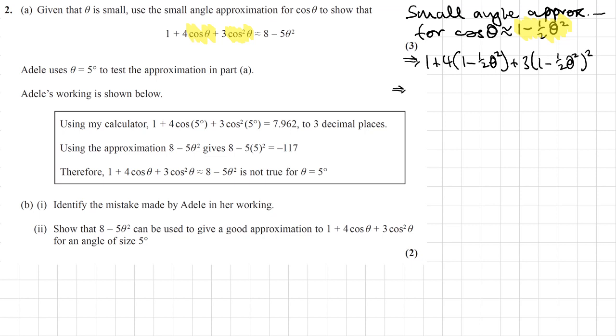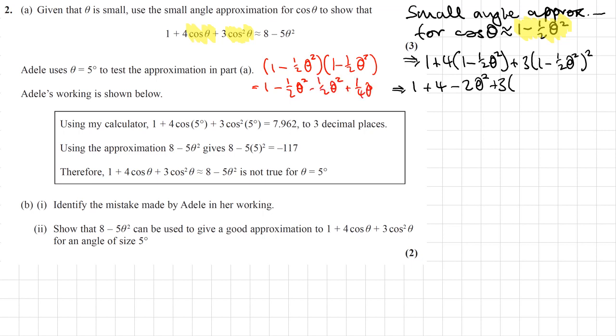Let's simplify that. So I'll have 1 plus 4 minus 2 theta squared, and then plus 3 lots of this second bracket expanded. So let's do that over here. I don't want to do it incorrect. 1 minus a half theta squared times by 1 minus a half theta squared. Multiplying it out, I get 1 minus a half theta squared minus another half theta squared plus a quarter theta to the power 4.